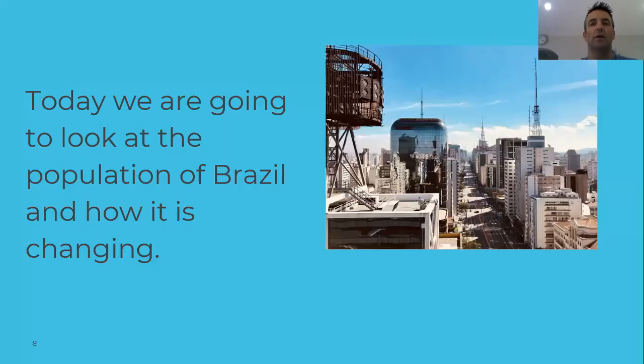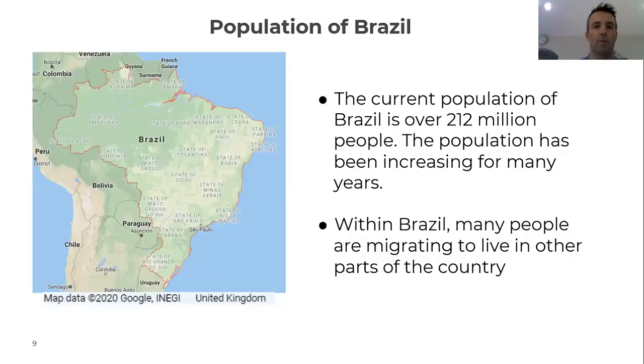So let's take a closer look at Brazil. And today, we're going to be looking at the population of Brazil and how it is changing. So, things we know about the population of Brazil. The current population of Brazil is over 212 million people. That's a lot of people that live in Brazil. And the population has been increasing, that means getting bigger, for many years. So there's more people living in Brazil now than there were in previous years.